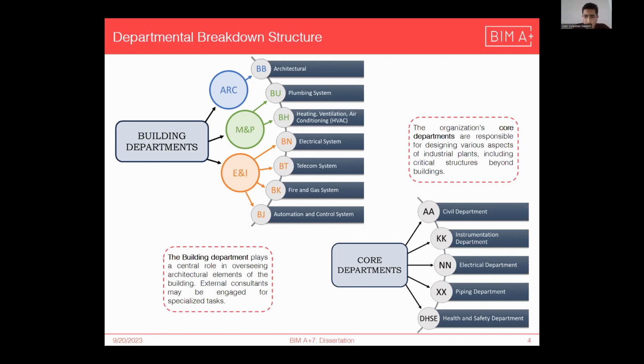Then we have the core departments. The building departments mainly focus on the architectural design and the architectural elements of the project, and then the core departments will do the design of all the industrial plant projects, whichever item is included in the design. They include the civil department, the instrumentation department, and the piping department, which is a very important department in terms of designing the mechanical MEP design system in an industrial plant project.